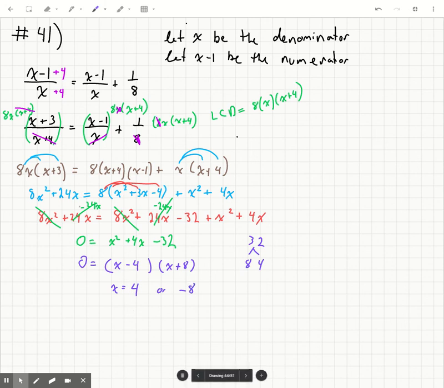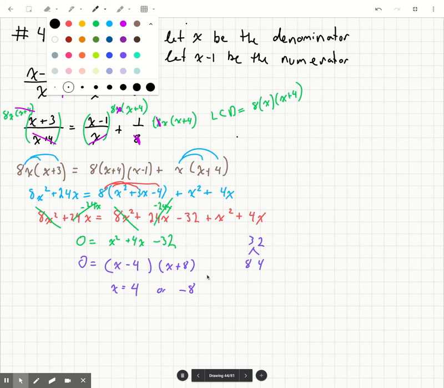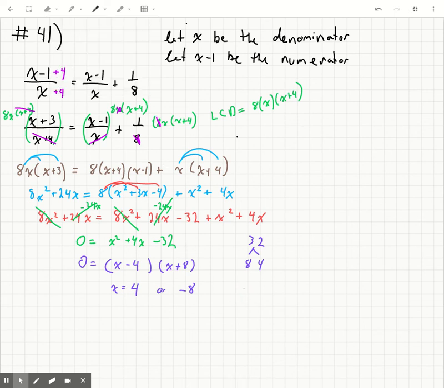And so we have to go back and look at our original fraction. Let's go ahead and write that in. We'll substitute. We said it was x minus 1 over x. So if we use 4, let's test this one. That would be 4 minus 1, which is 3 over 4. So 3/4 could be it. Negative 8, okay, if I tried negative 8, that would be negative 9 over negative 8, which simplifies to 9 over 8.